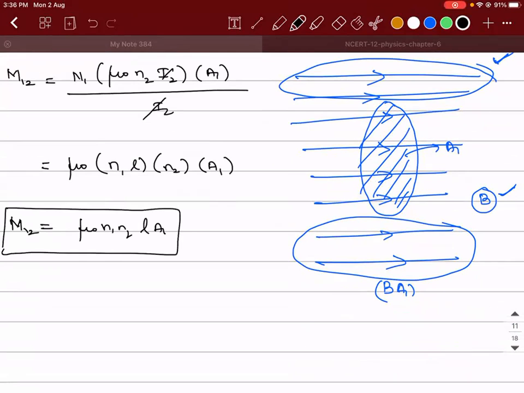Now, refer your notes. Tell me what is the relation of magnitude between M12 and M21. Zero, sir. They're equal.